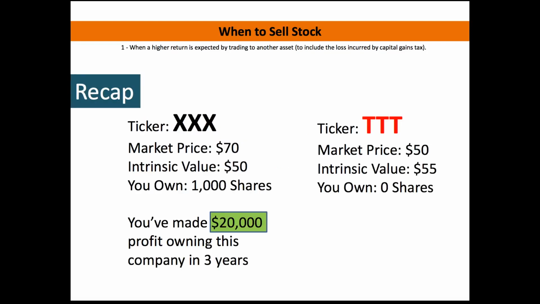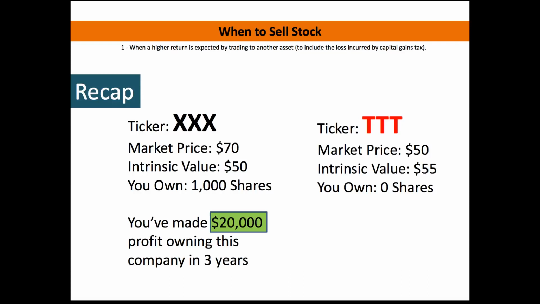Okay, so here's another quick recap so that you're on top of everything that's happened up to this point. Company XXX, our market price is $70 currently. The intrinsic value, we calculated it to be $50, which is significantly lower than what it's trading for. That's not good. We own 1,000 shares, so we've made a $20,000 profit by owning this company for 3 years. That's what we're going to pay capital gains tax on if we decide to get out of that asset.